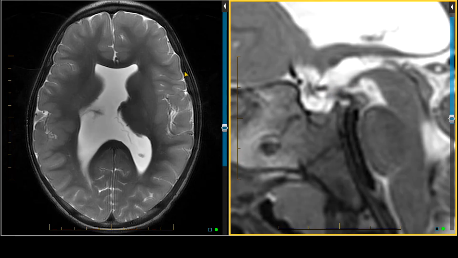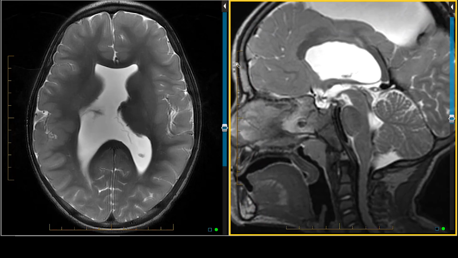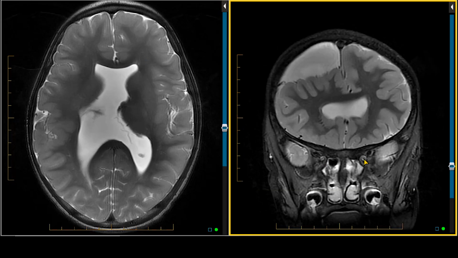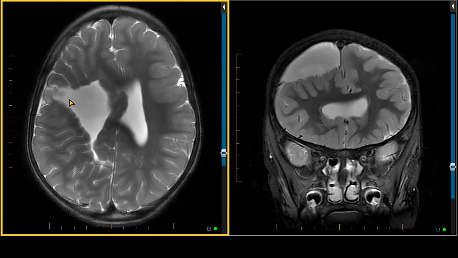So in addition to a smaller than expected appearance of the optic chiasm, there is a smaller than expected appearance of the optic nerves, as well as absence of the septum pellucidum, which are the features of septo-optic dysplasia. Now, there's some variations on septo-optic dysplasia. This patient has more than just those key findings. They also have this abnormality in the contour of the lateral margin of the right lateral ventricle, which goes out to the periphery.